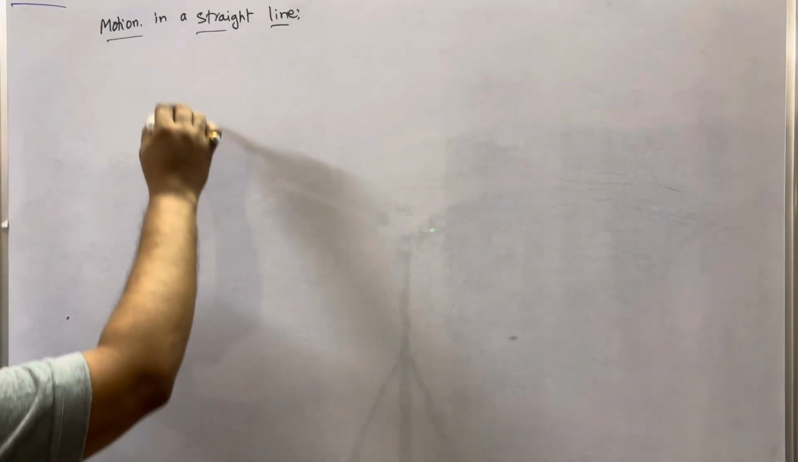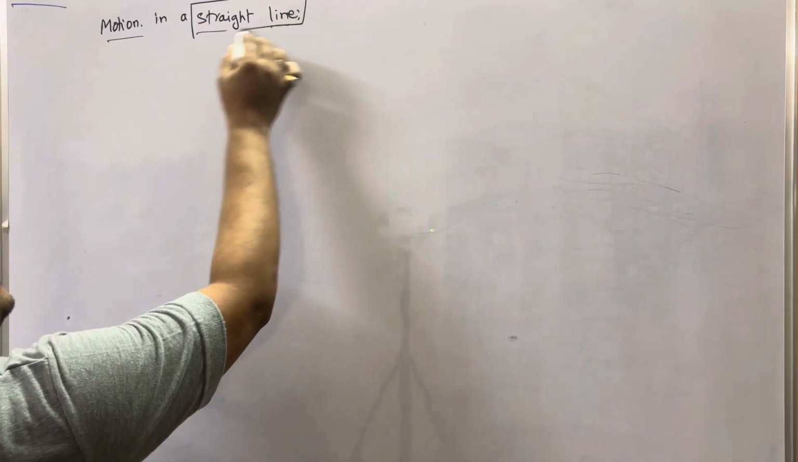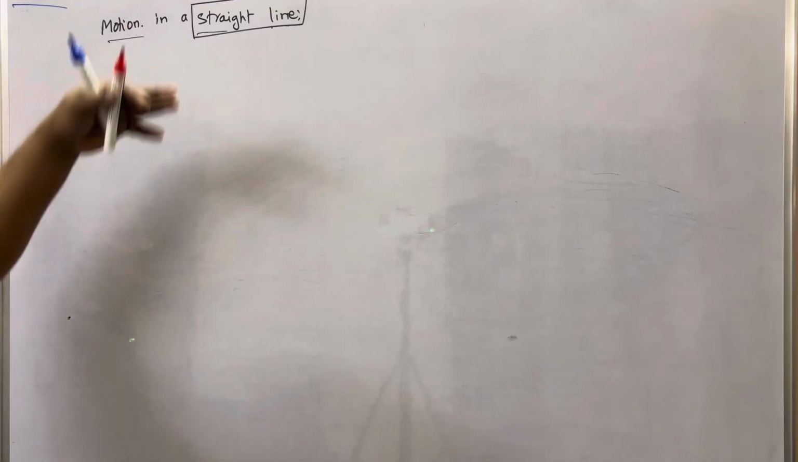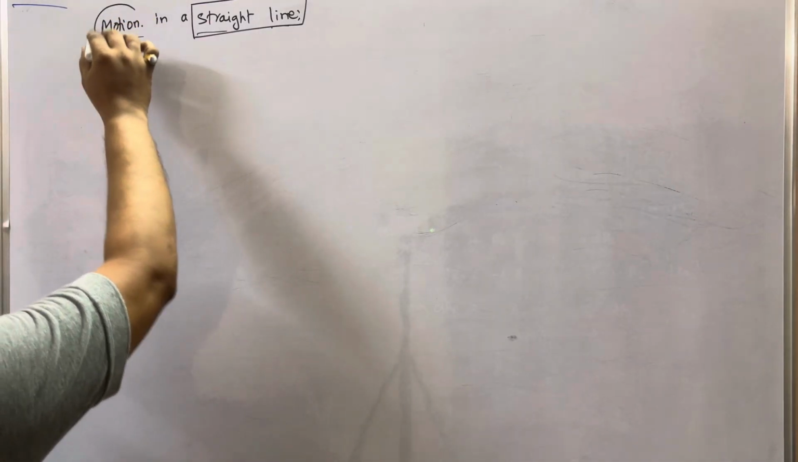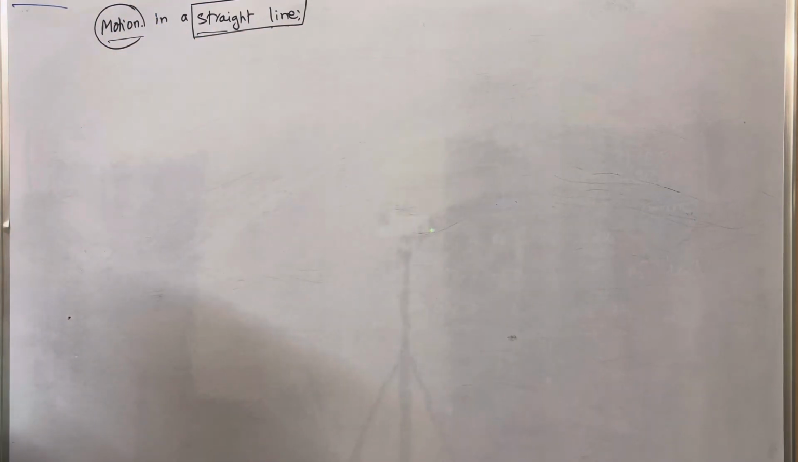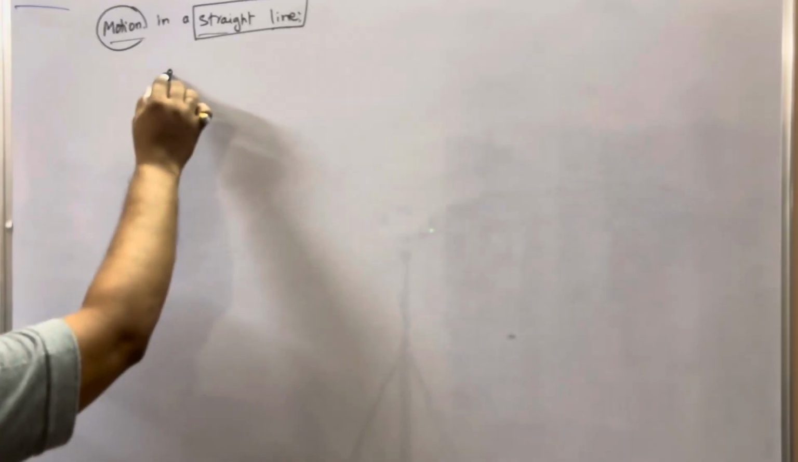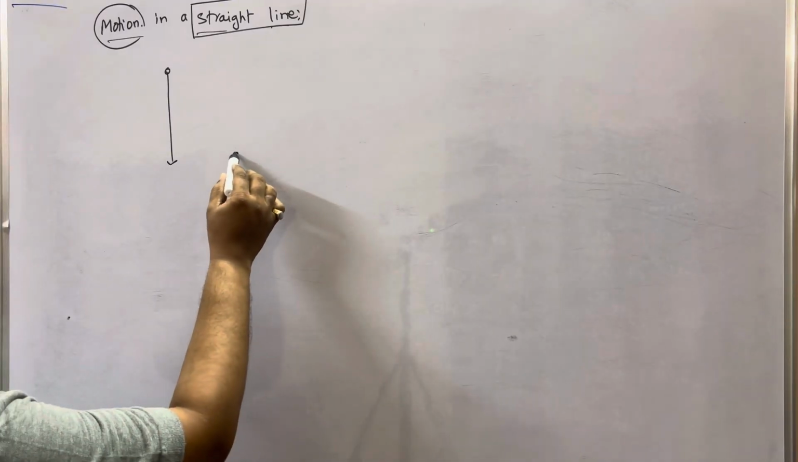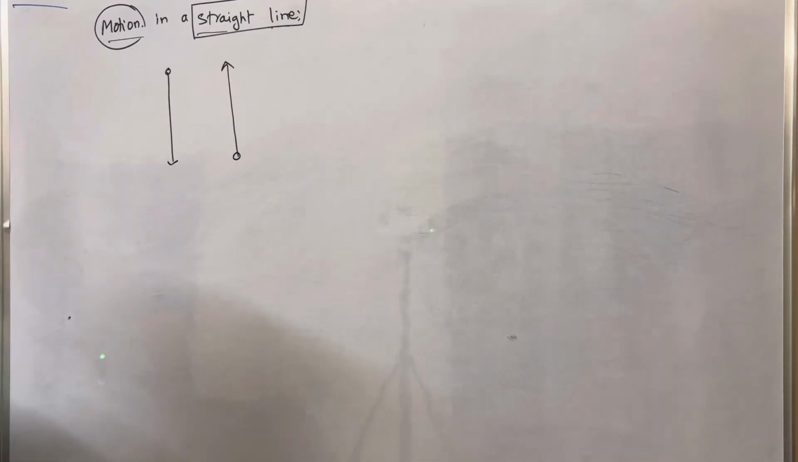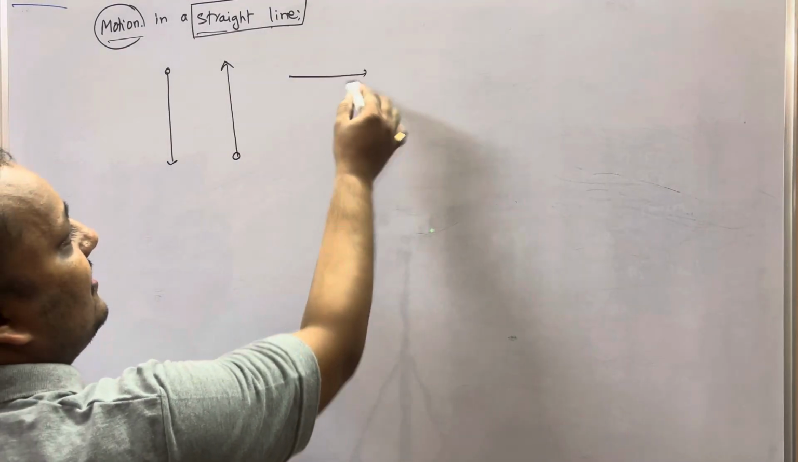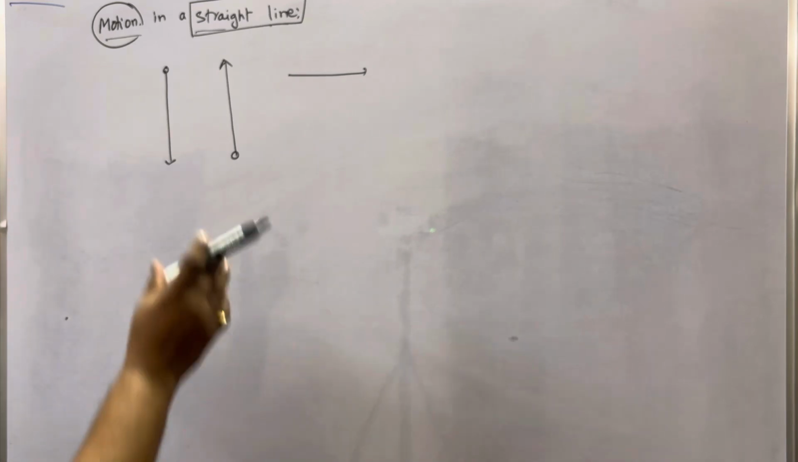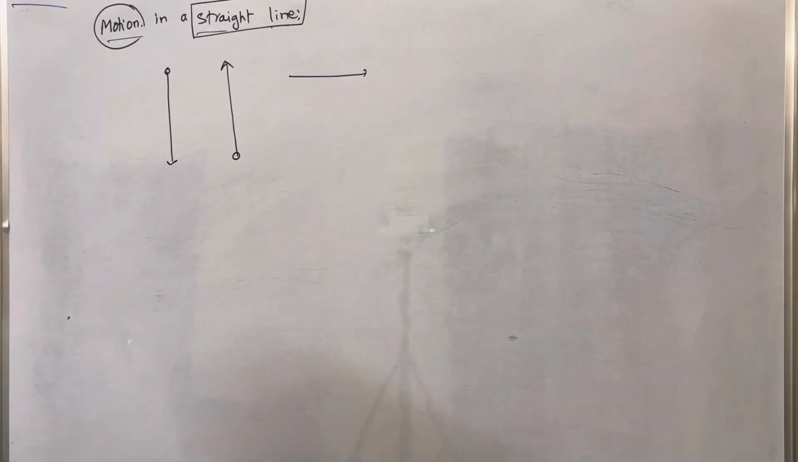So when an object is moving in a rectilinear path or straight line path, then we are going to study about the object in this lesson, motion in a straight line. If an object is dropped from a certain height, it will be moving downwards. This is a straight line path. If you project it vertically upwards, this is also a straight line path. If it is moving horizontally, it is also a straight line path. So we will discuss this object in this lesson.